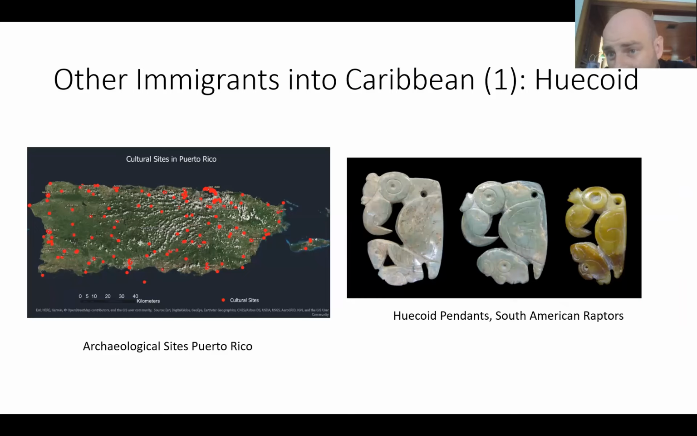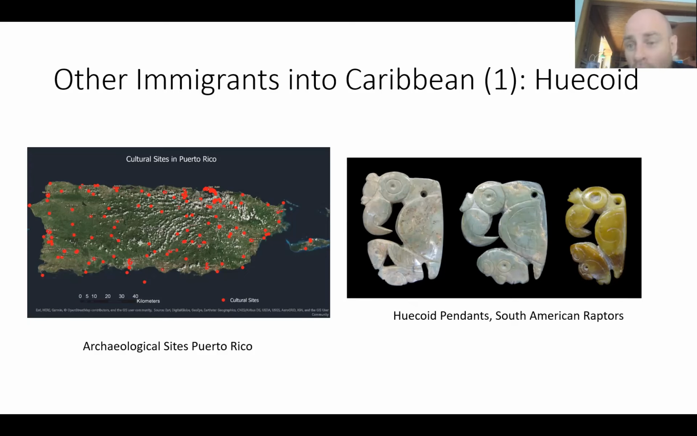Another mysterious group that we find evidence of is in Puerto Rico and Vieques. Vieques is the island next to Puerto Rico specifically. Their pottery is called Huecoid. I forget what the site's called, but it's based on the type site. And what's fascinating is we find greenstone pendants of South American condors at these sites. There are no condors like this in Puerto Rico or anywhere else in the Caribbean. So they were moving items and ideologies from South America to these Caribbean islands.